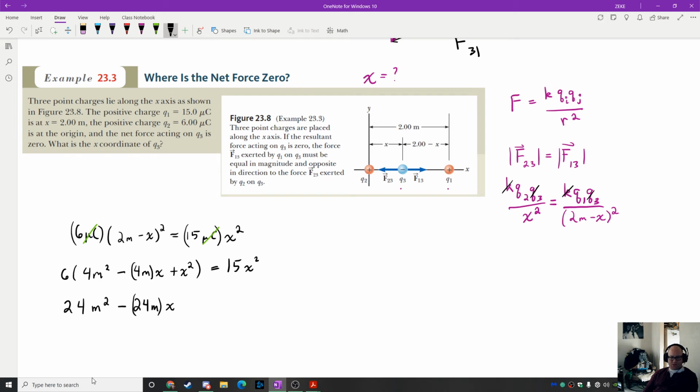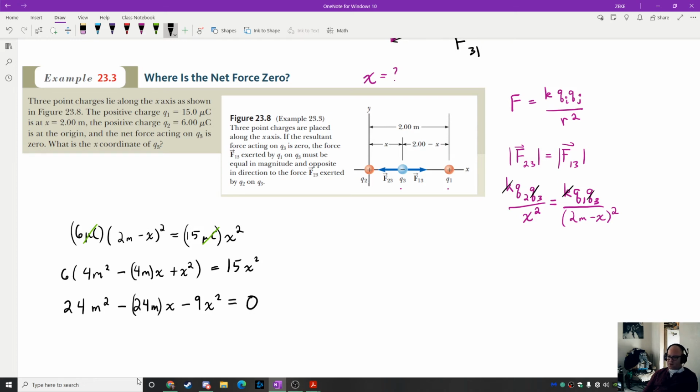And then we'll do one more step here. 6 times x squared gives us 6x squared. We need to subtract 15. 6 minus 15 would be negative 9. Is that right? I think so. Yes.